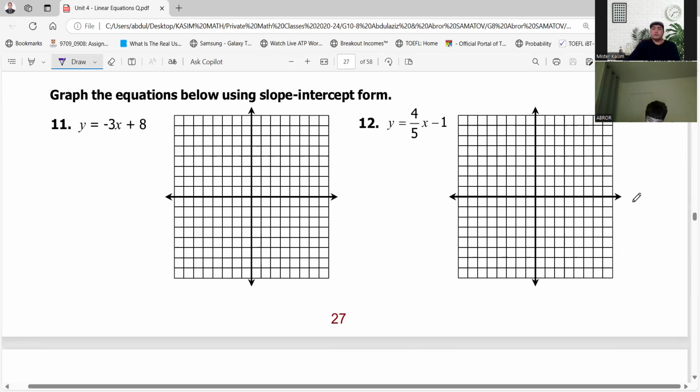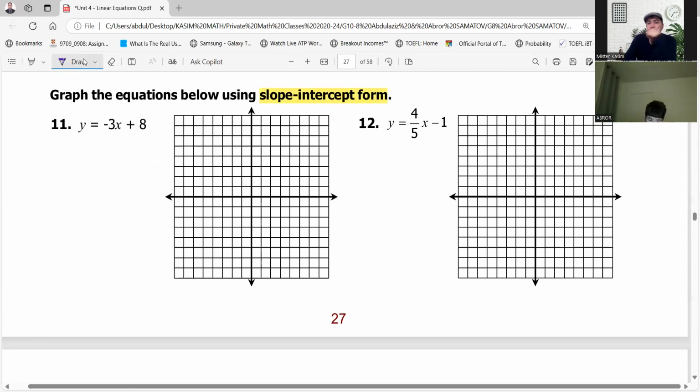Graph the equations below using slope-intercept form. So that means we have to use the slope-intercept form, right? First we have to mark the y-intercept, and after that, using the definition of slope, that is rise over run, we can do this. So what is the y-intercept of this equation, Abror?